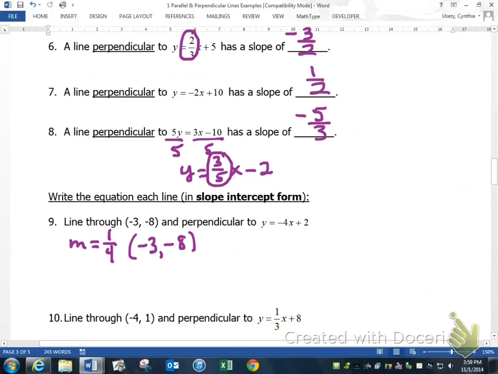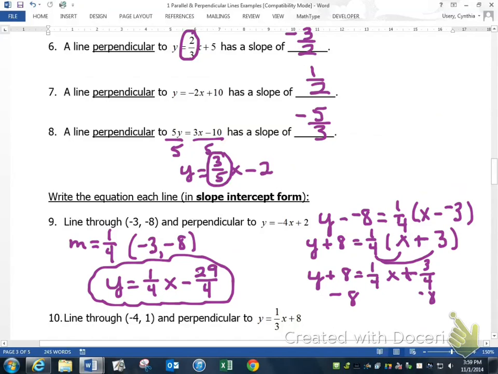So we're going to do the same thing we did before, which is use point slope form and find the equation, but we're going to use the slope 1/4 because it's perpendicular to negative 4. So go ahead and do your work and see what you get, and we'll compare answers. Let's pause here just for a second.